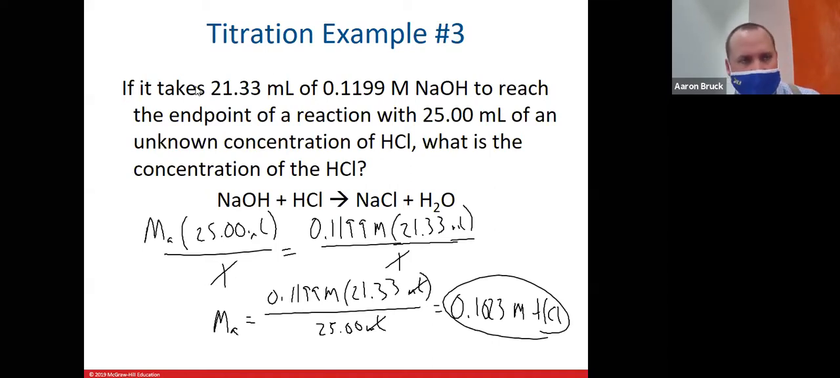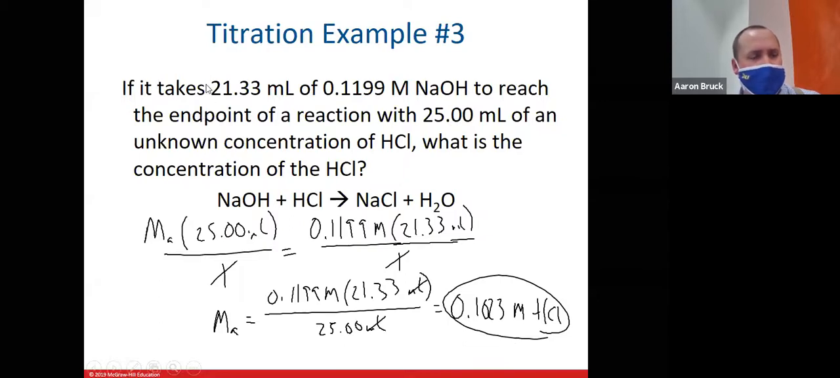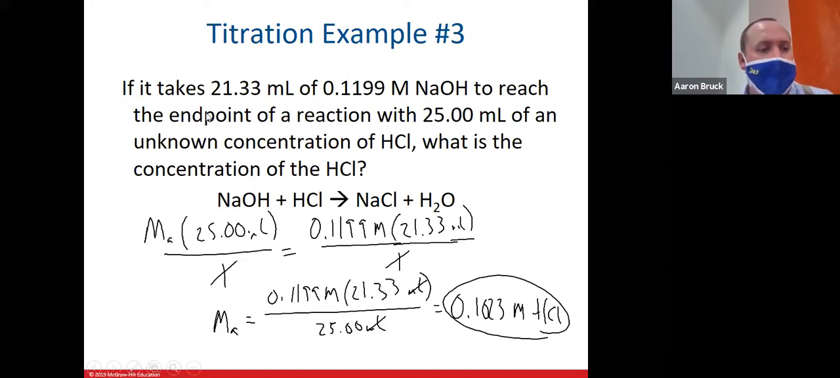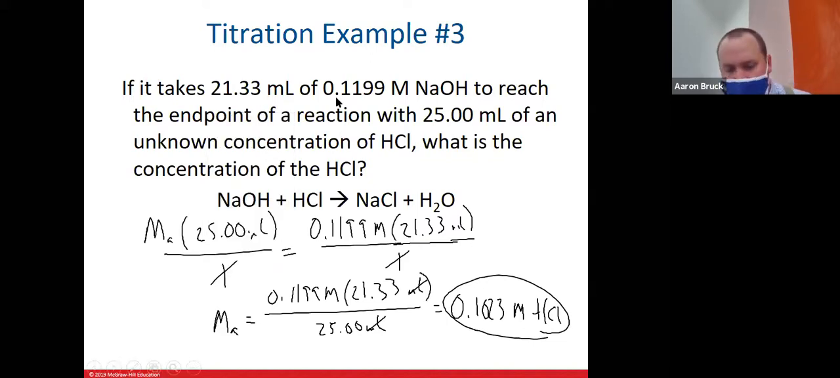On Monday, we're going to talk a little bit about one particular property of solutions called osmotic pressure, which is just kind of a general property that we'll discuss, and then we'll get into chapter 13. You should have everything that you need to do the homeworks, though, with what we've done so far. And this, again, should really help you next week with lab, because a big chunk of the lab next week is going to be the titration and doing the calculations with that titration.